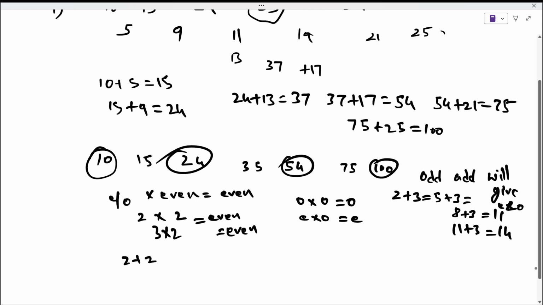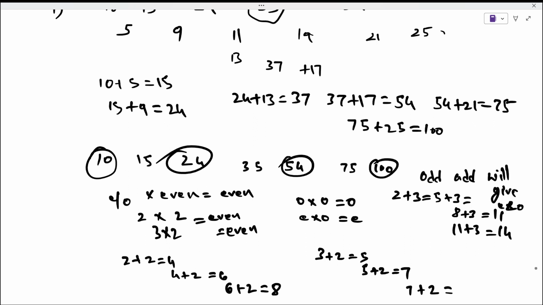2 plus 2 is 4. 4 plus 2 is 6. 6 plus 2 is 8. It will not change. Similarly, 3 plus 2 is 5. 5 plus 2 is 7. 7 plus 2 is 9. If it is even addition, it will all remain even or all remain odd, depending on what is the original number. Whatever is the original number, it will remain even if it was even. In this case, it is remaining even. In this case, it is remaining odd. Okay.